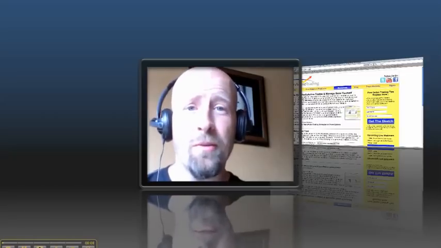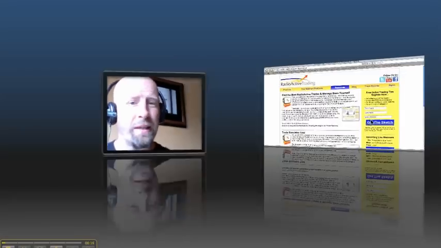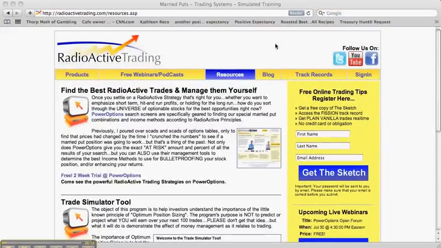Look at the newest and most exciting feature on RadioactiveTrading.com. I think you're going to like it. Let's take a look at the Trade Simulator tool on the Resources tab. Here on the Resources tab, we've always offered the best free content to help traders realize their full potential.